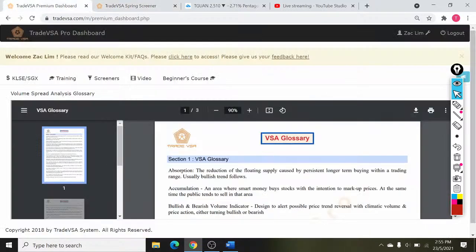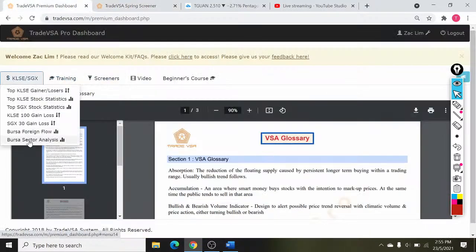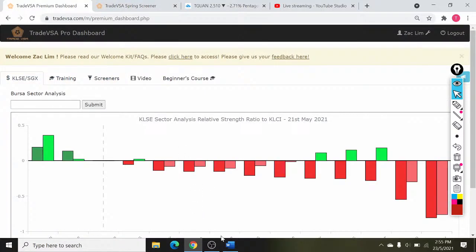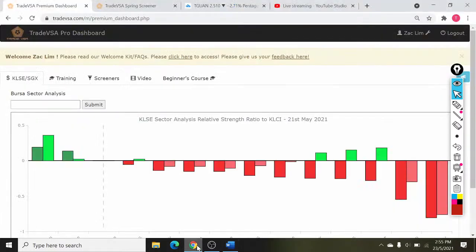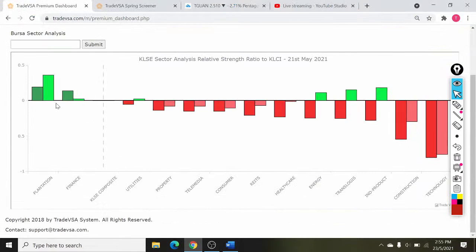If you want to narrow down your selection, you can go to Bursa sector analysis, probably just right over here. Sector analysis, to look for what type of stocks you want to focus on in this screener, so you don't waste your time. For example here, I think only two sectors are slightly better than KLSE overall for last week. Here we got plantation, it's still in green, of course pullback from last week. Finance surprisingly is still holding very well, pretty good compared to last week too.